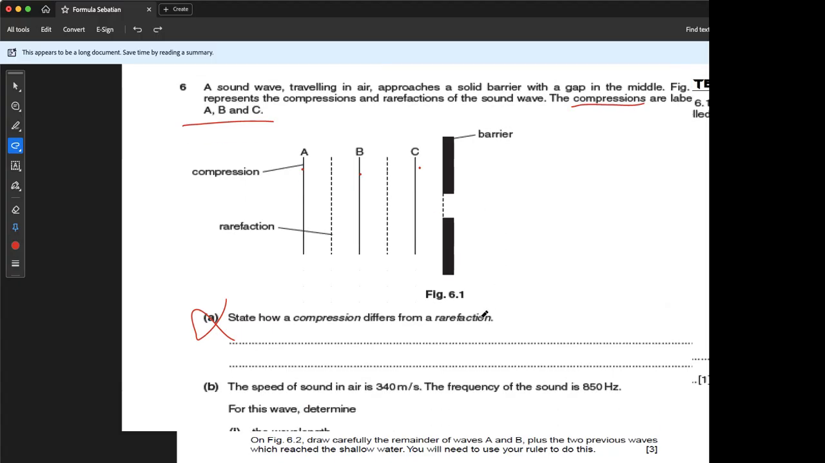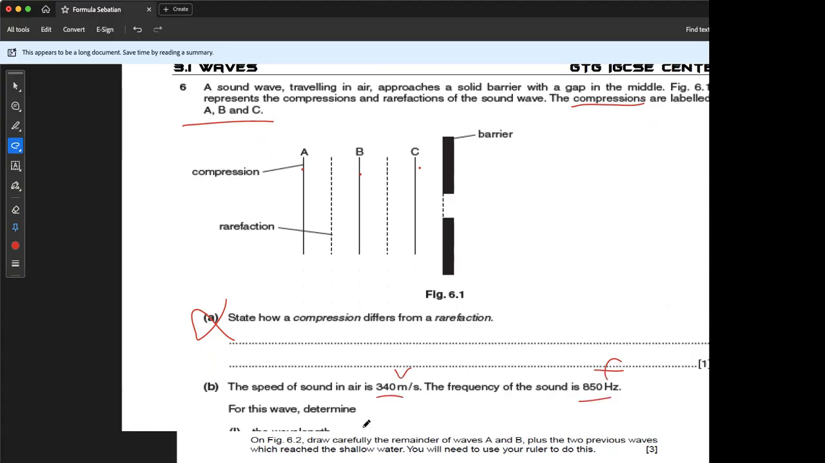With that understanding, right now I look at the information. I have the speed, I have the frequency, and I'm asked to find the wavelength, which is very straightforward. I think most of you got this correct. You're supposed to use v equals f lambda, and then your lambda would be v over f. Then you press in your calculator 340 divided by 850, you got 0.4 meters, right? Everyone got 0.4 meters?